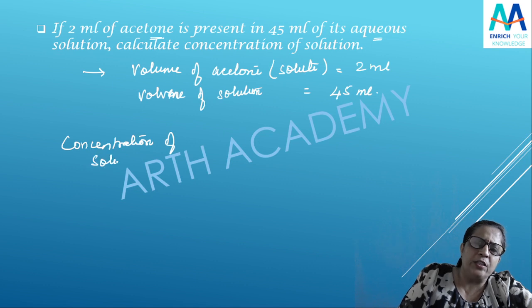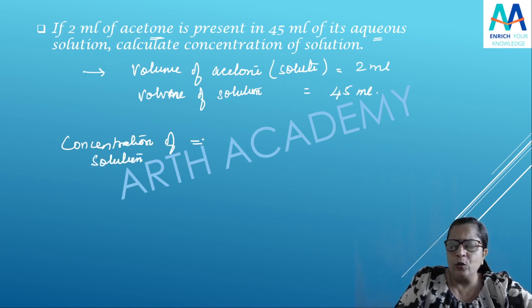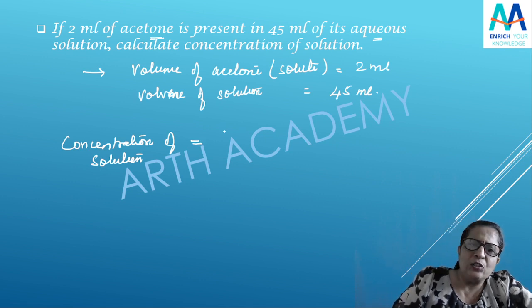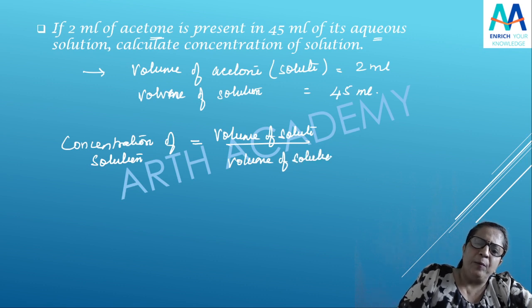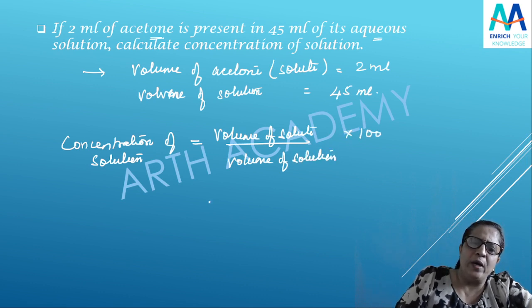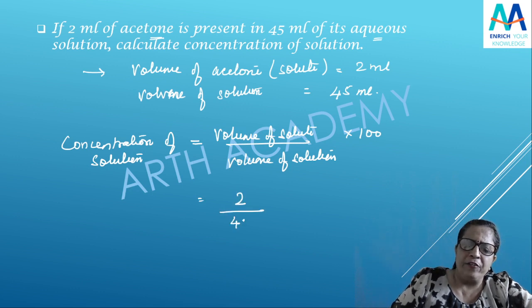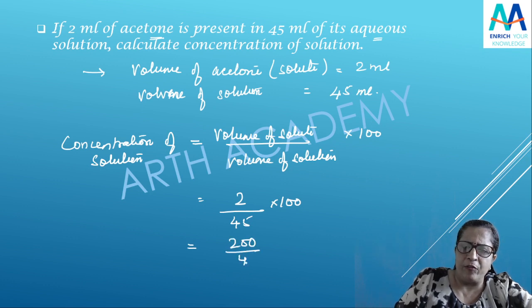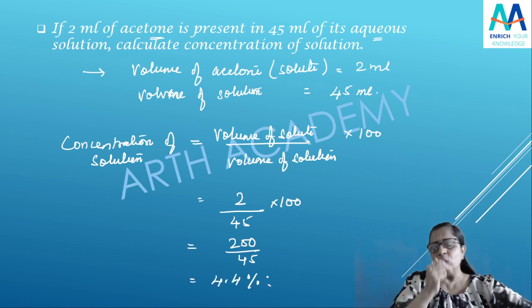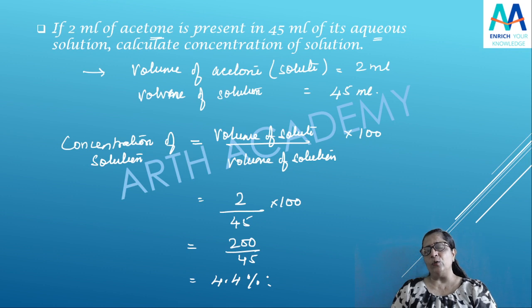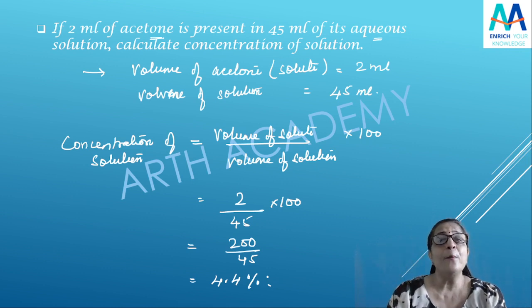Concentration of solution is what? It is equal to, what is it, students? Volume of solute divided by volume of solution, multiplied by 100. So solute का volume है आपका 2, इसके बाद 45 multiply by 100. If I divide this, it is 200 divided by 45, which comes to be 4.4 percent. So my answer will be the concentration of acetone solution is 4.4% by volume.